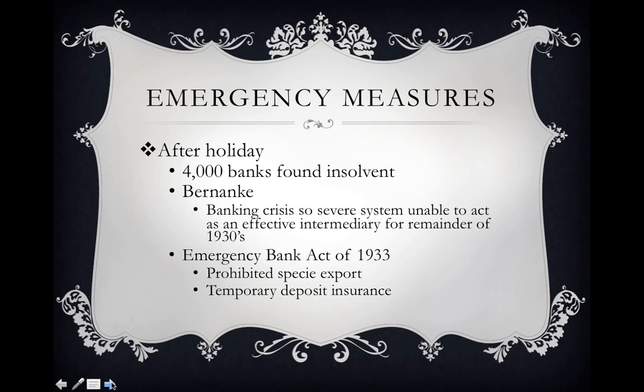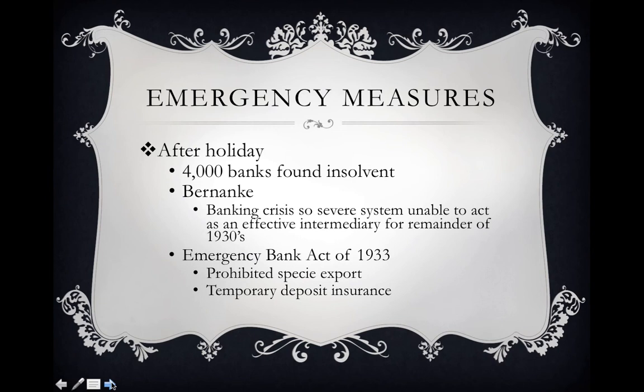All right, after the holiday, the 4,000 banks were found to be solvent, and the present chairman of the Fed, Ben Bernanke, as part of most of the research he has done is on the banking system, particularly in the Great Depression, found that this crisis was so severe that the banking system, in essence, was unable to act as a financial intermediary for the remainder of the 1930s.